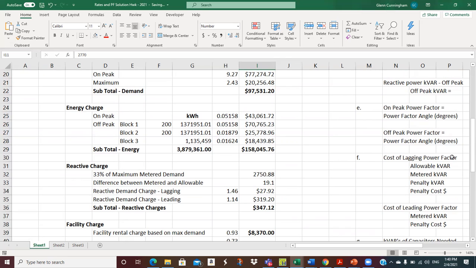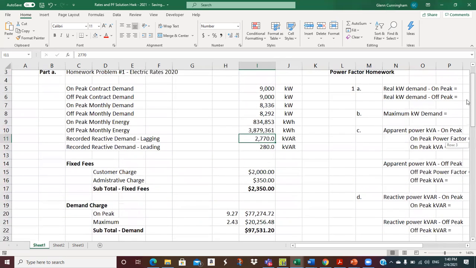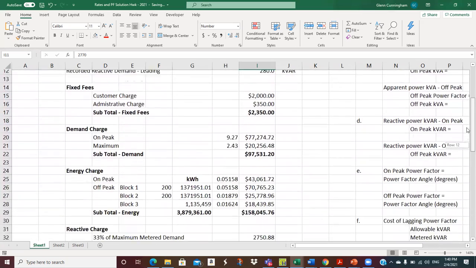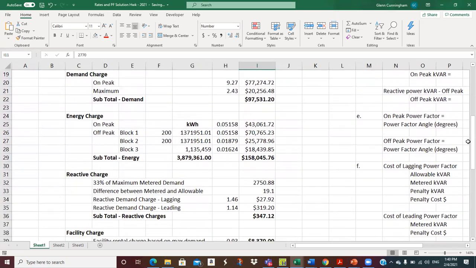On the leading, you have to pay for all of it. They don't give you any allowance. So that's just 280 times $1.14. I'm just getting worn out on phone calls today. So that penalty is about 320 bucks.